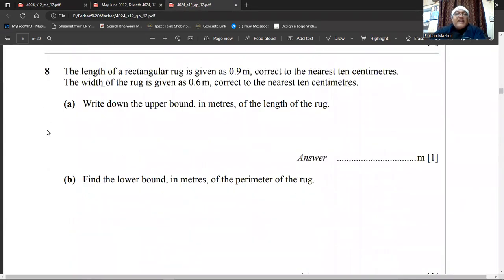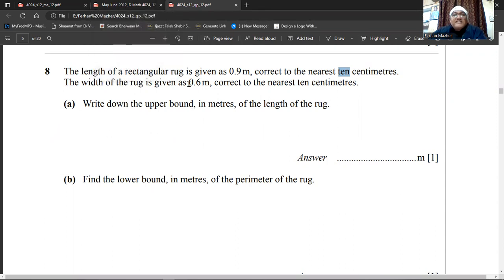Okay, question number 8, A part. The length of a rectangular rug is given as 0.9 meter, correct to the nearest 10 centimeter. The word is 10 centimeter. So 10 divided by 2, that will be 5 centimeter. That is to be added and subtracted in this. You will get the upper bound, the lower bound of the length.